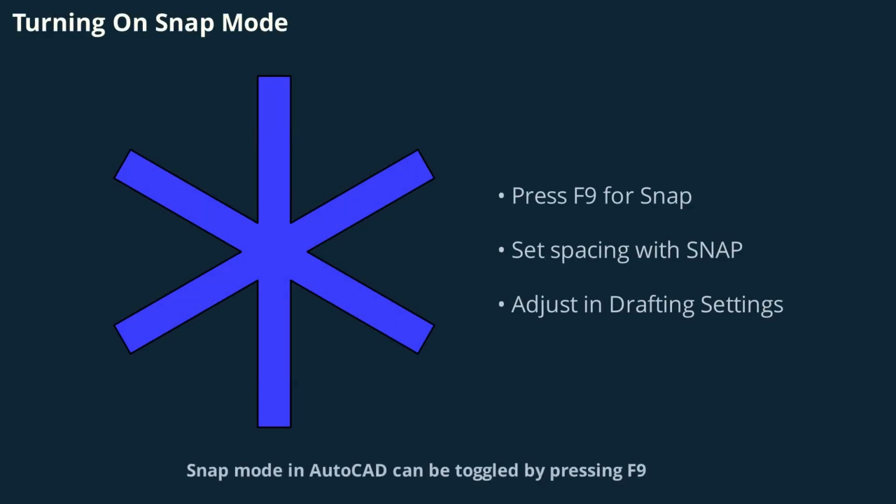Snap mode in AutoCAD can be toggled by pressing F9 or clicking the Snap mode button on the status bar. To set snap spacing, type snap in the command line and enter the desired increment. You can also adjust settings in the Drafting Settings dialog, setting snap X and Y spacing. Snap mode ensures the cursor jumps in specified increments, making precise drawing easier and more consistent.